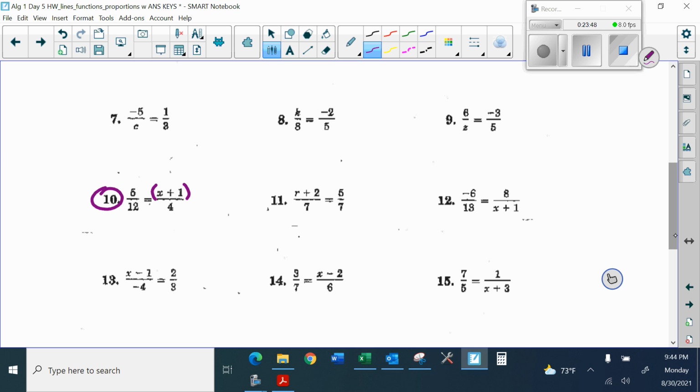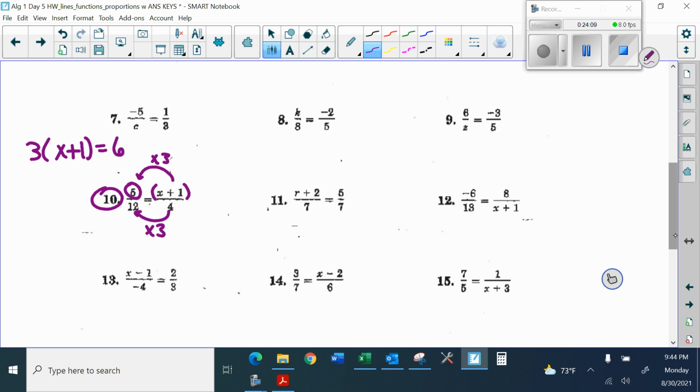But a shortcut. Does 4 go directly into 12? Yes, it does. Times 3. So that means if I take this number, times it by 3, I did it by 3 in the denominator down there, so it must be by 3 up here, it must equal 6. So now I have 3 times that quantity, x plus 1, must equal 6.